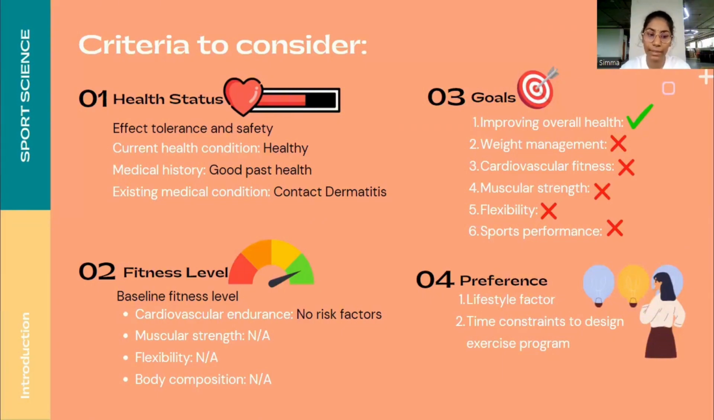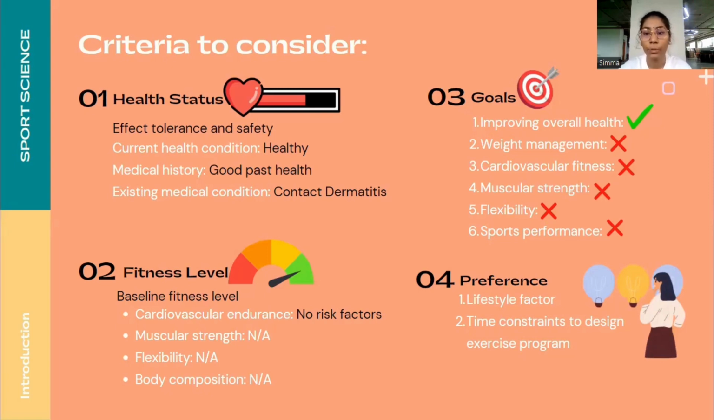The second thing is the fitness level. We have to assess the baseline fitness level of the client. So first is to look at cardiovascular endurance, and then muscular strength, flexibility, and body composition. In the case provided, only cardiovascular endurance was given, which is that the client has no risk factors of cardiovascular disease. The other fitness levels should be assessed before giving the prescription.